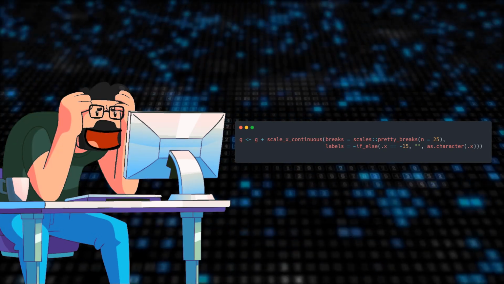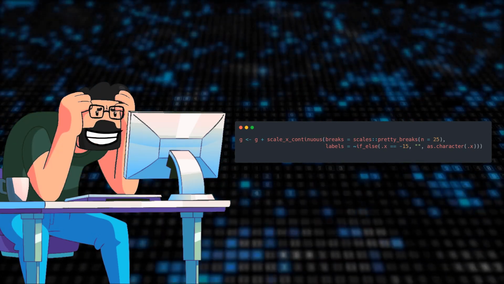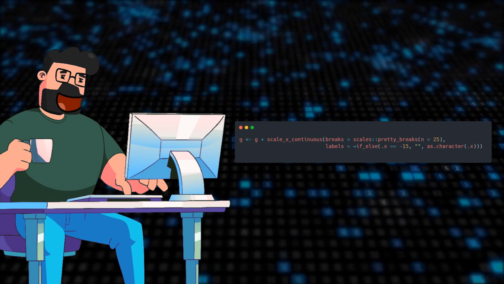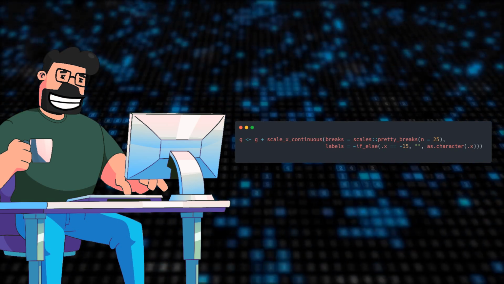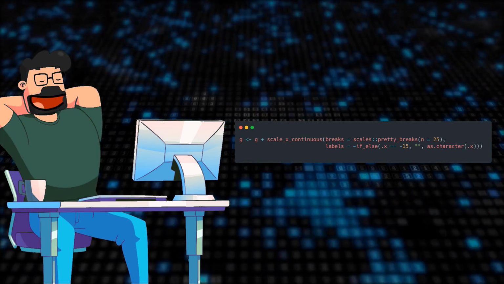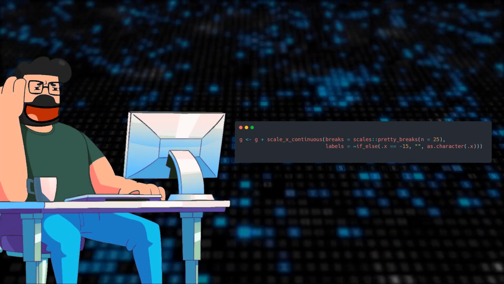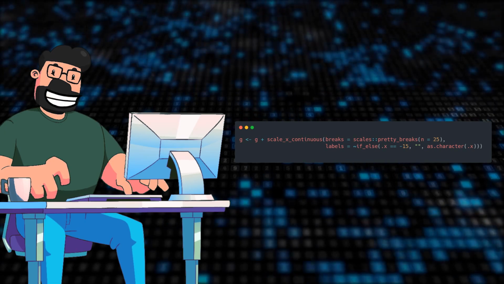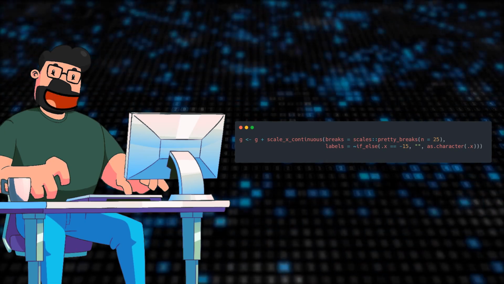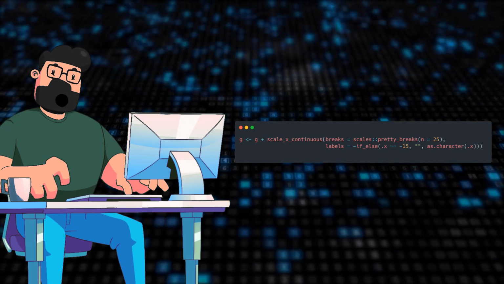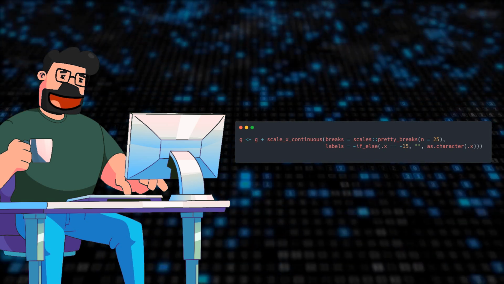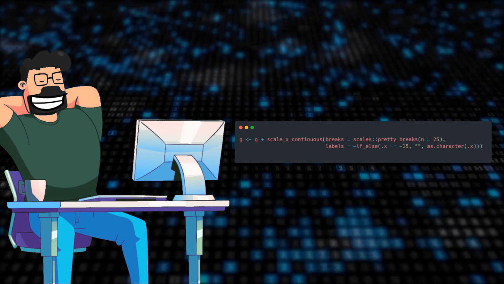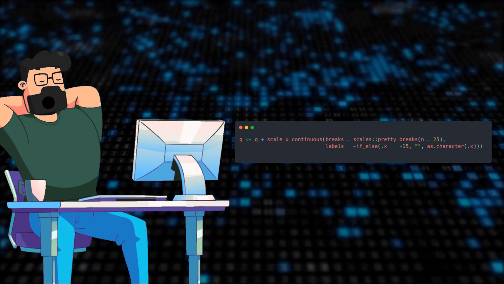One effective way to tackle this is by adjusting the break labels manually. By incorporating a formula that differentiates the 15 label and replaces it with a blank, while leaving the rest of the labels untouched, you can achieve the desired outcome. The code snippet provided offers a straightforward approach to address this issue. By using the conditional statement to target the 15 label specifically, you can effectively eliminate it from the plot while preserving the integrity of the other labels.